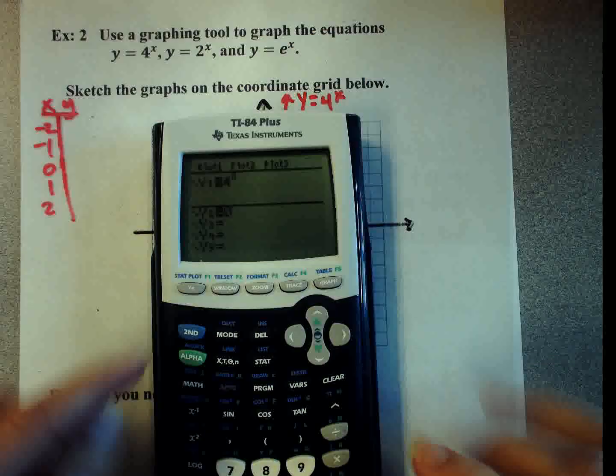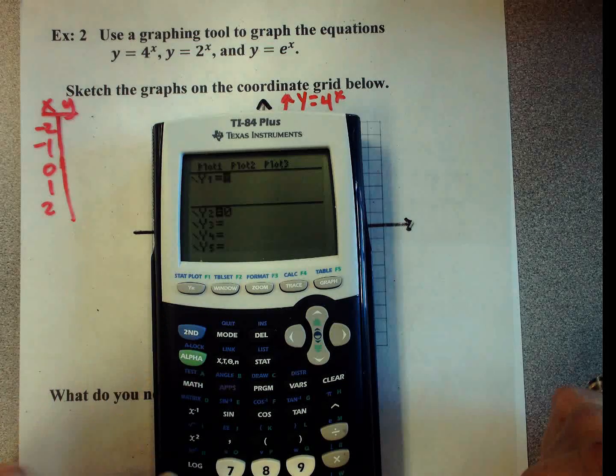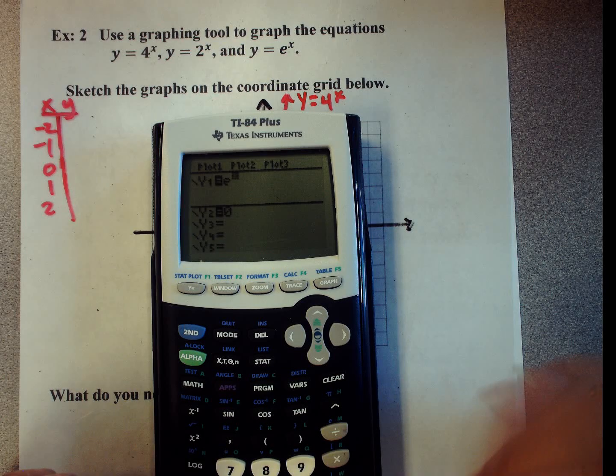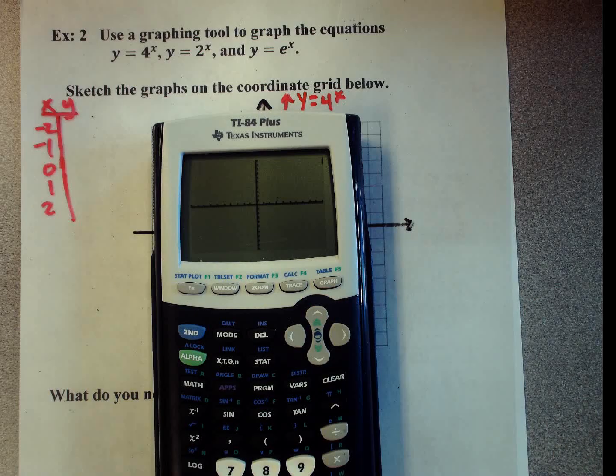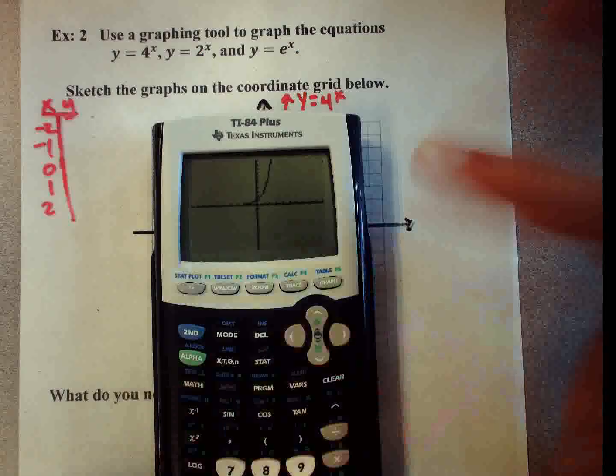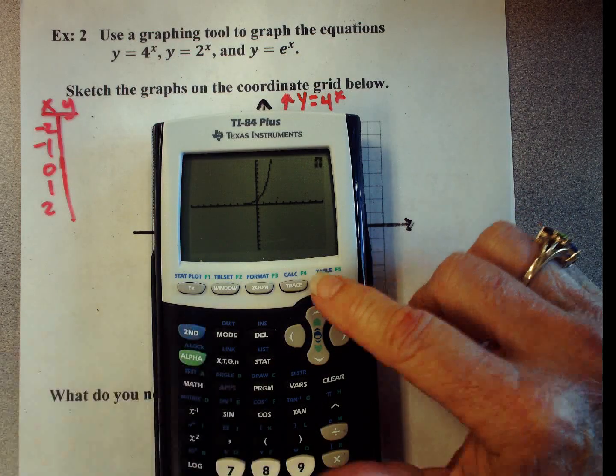Y equals second ln, that gives you the e, and then it would raise it, second ln, and then x. Okay, then push graph. It's going to be pretty much the same, but except there'll be different points. So second table.